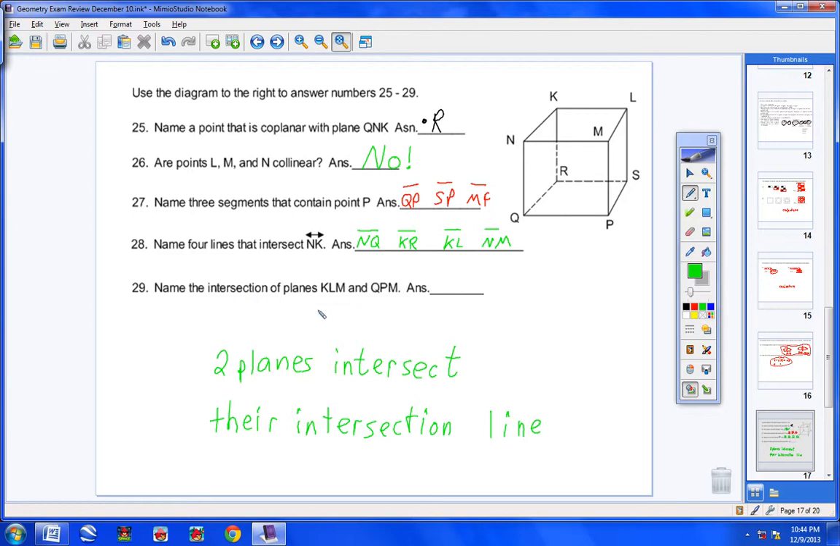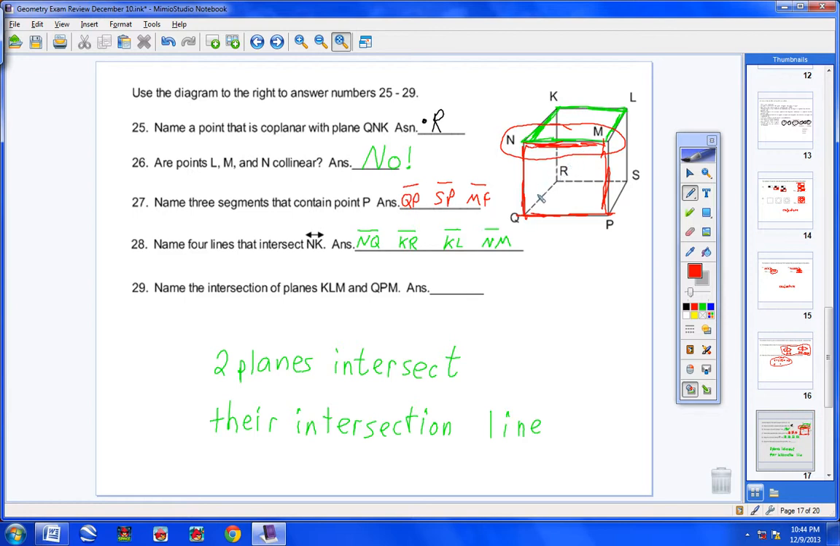So with that in mind, let's see what we have here. Name the intersection of planes KLM and QPM. So here's K, here's L, M, and then back up. So there's that plane. And QPM. So here's Q. Let's use a different color ink. Q, P, and M. And look at that. It goes over right there. Okay, do you see what line these 2 planes share? They share line NM. That means that's where they're intersecting.